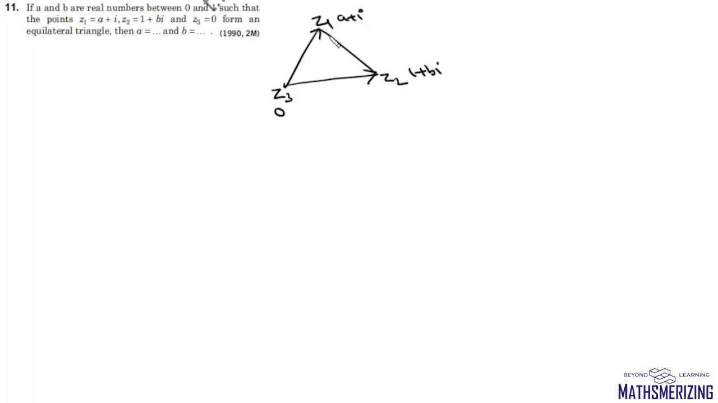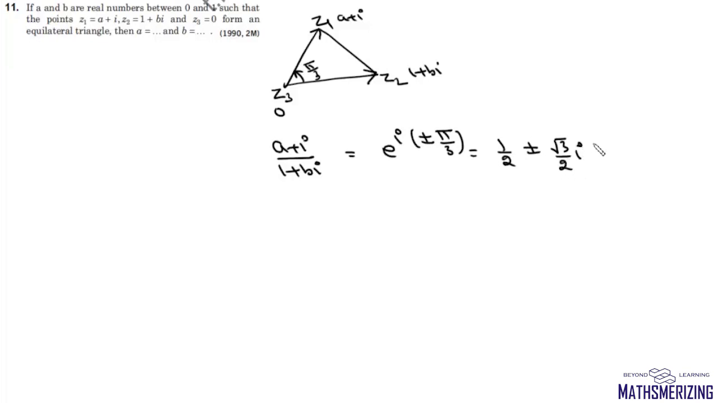Now we'll take these two vectors and we'll rotate this first vector to form this second vector, and this angle is pi by 3. So we can write (a + i) upon (1 + bi) will be equal to e to the power i times this angle, and it could be either plus pi by 3 or minus pi by 3. So it will be plus minus pi by 3. Now this is cos pi by 3, which is 1 by 2, plus minus root 3 by 2 i. Now we need to find the value of a and b.